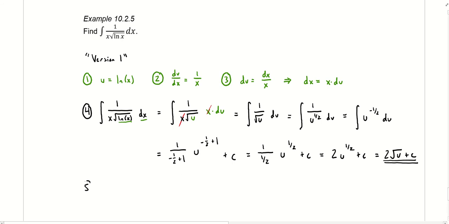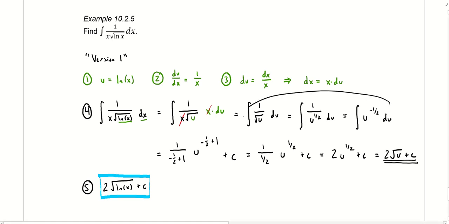So in step 5, as usual, what I'm going to do here is replace my u with what I said it was in terms of x, the natural log of x. So my answer here is going to be 2 times the square root of the natural log of x plus c. So that u seemed to work pretty well. I had to do a little bit of simplification around this part here just to get it into a nice integrand, but it ultimately worked and it wasn't too hard to integrate.